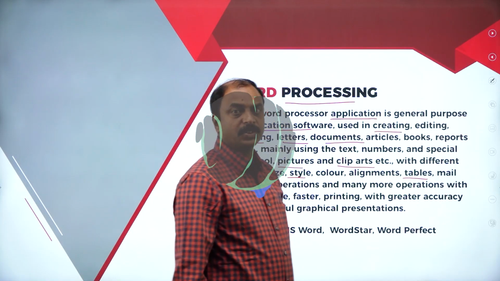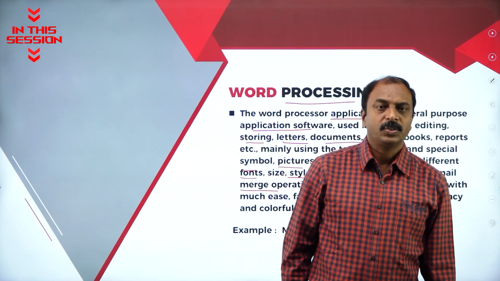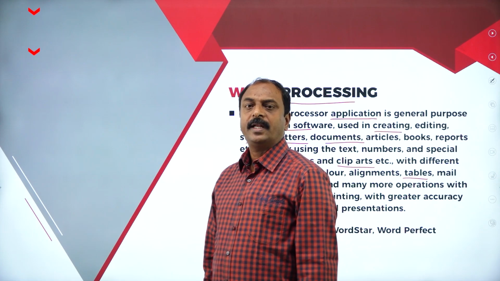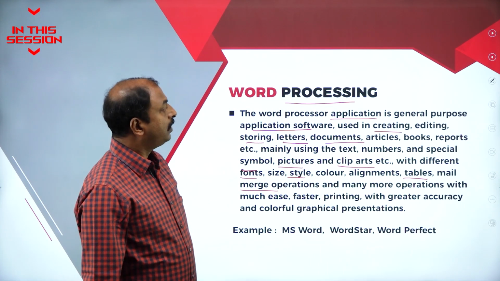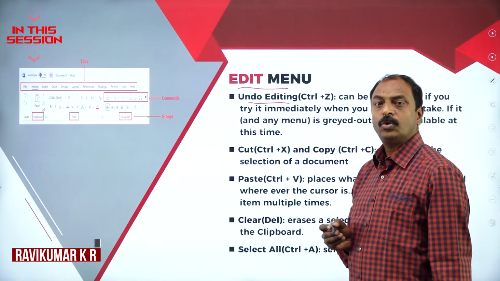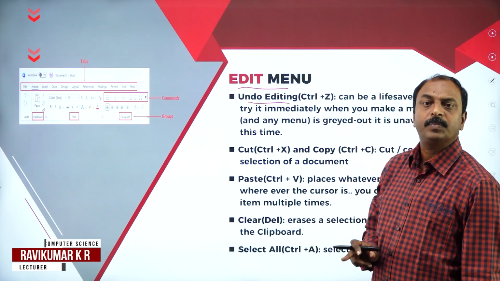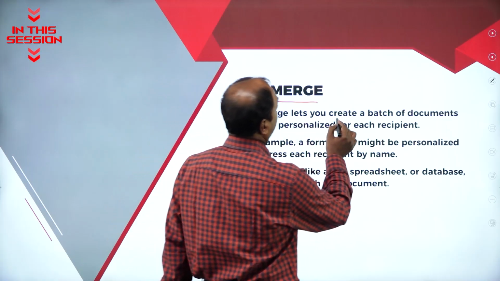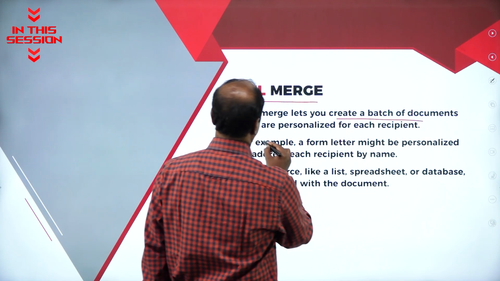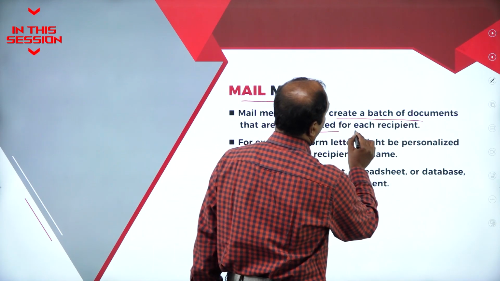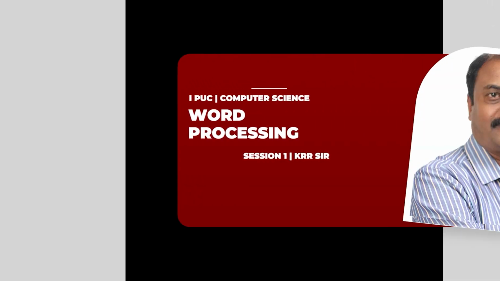What is a word processing software? A word processing software is an application software for drafting. You know what the undo option means? It is going to cancel the previous action performed. Mail merge lets you create a batch of documents that are personalized for each recipient.